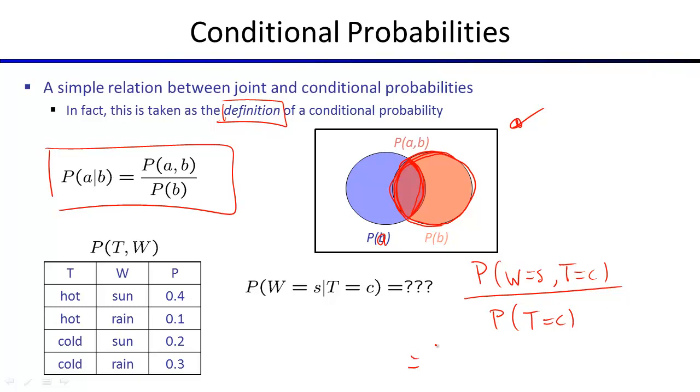Now, each of those we know how to compute. We've done those exercises. The top one corresponds to an event that's one row in the joint distribution. It's sunny and cold, which is this one here. That's 0.2. The bottom row is an event that corresponds to 2 rows in the joint distribution shown over here. Cold is happening here. So it's 0.2 plus 0.3. And so we end up with 0.2 over 0.5 as the conditional probability of it being sunny given that it's cold.